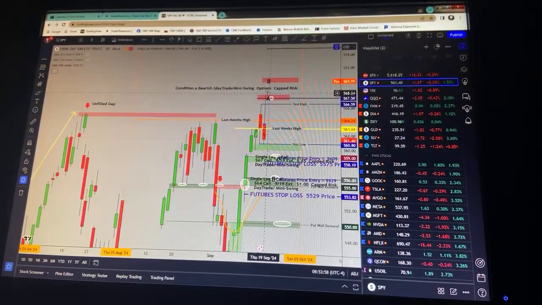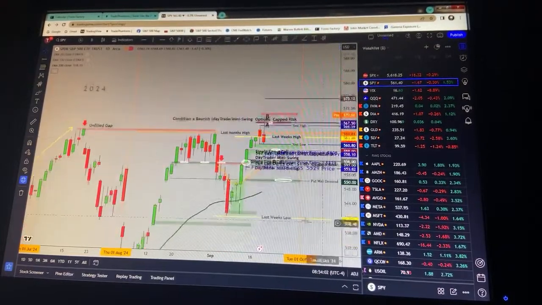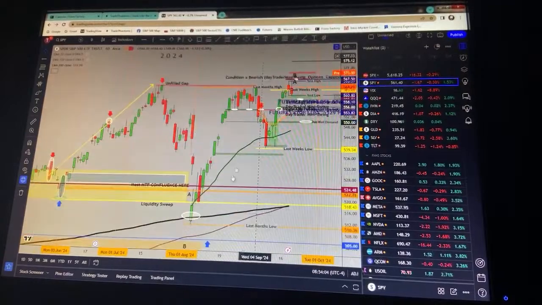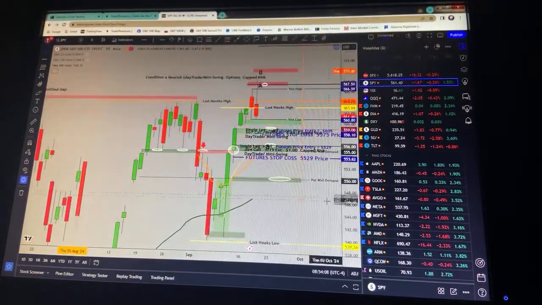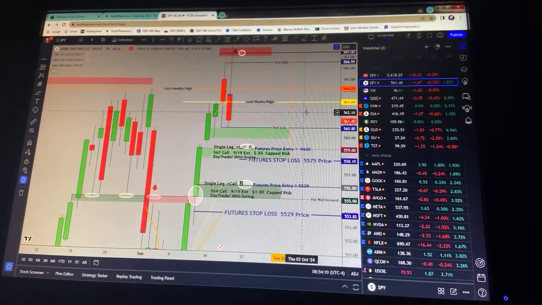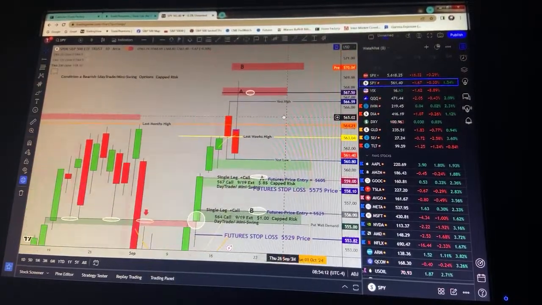But we have essentially a topping tail here. Red bar closed, red bar, red bar. Now we're in the context of an uptrend in a bull market. Everybody's calling for this crash to happen in SPY, SPX all-time highs, right? Amongst other stocks as well.